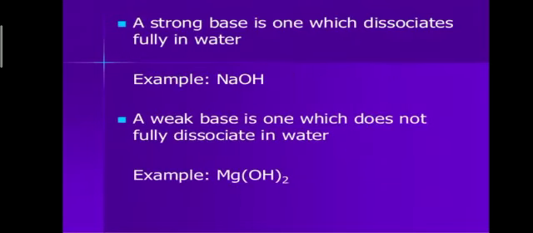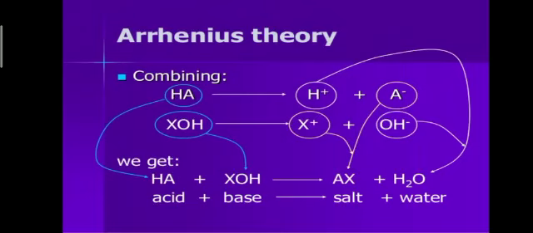A strong base is one which dissociates fully in water, or which completely ionizes in water, for example, sodium hydroxide. A weak base is one which does not fully dissociate in water. It means that it doesn't completely ionize in water, for example, magnesium hydroxide.